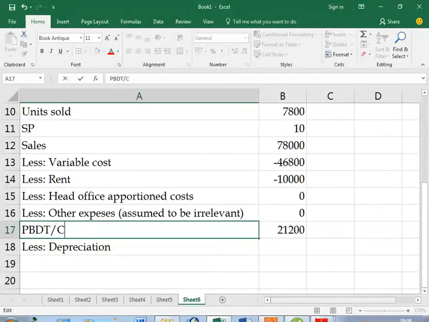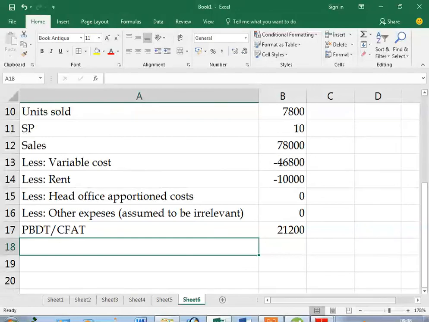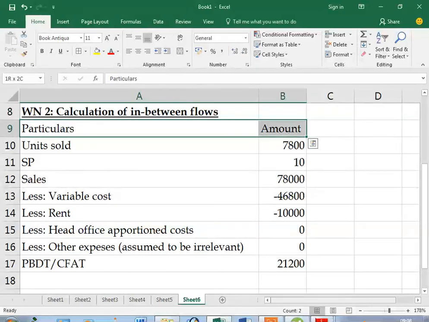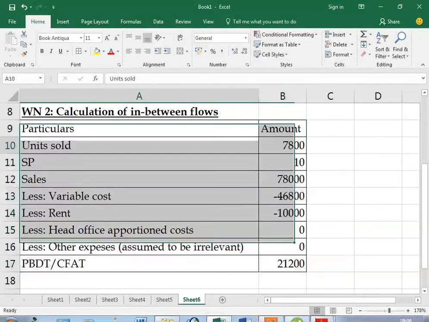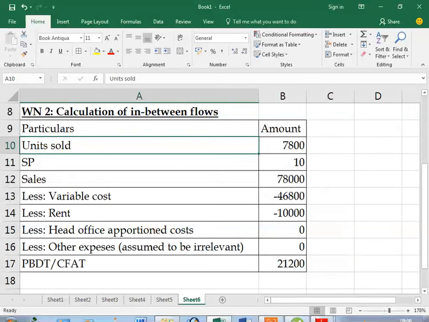Okay, PBDT slash CFAT, that's all, leave it. I need not calculate depreciation if tax rates and all are not there. PBDT slash CFAT. If tax is not there, we are assuming taxes are ignored. Complete this and then do terminal flow.